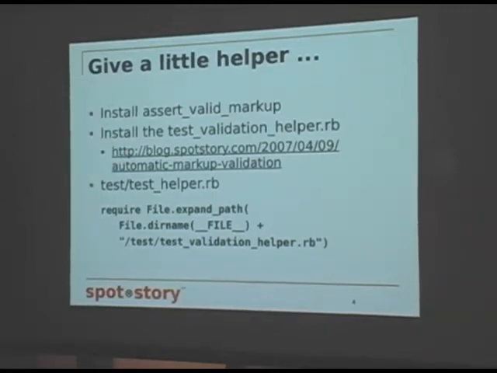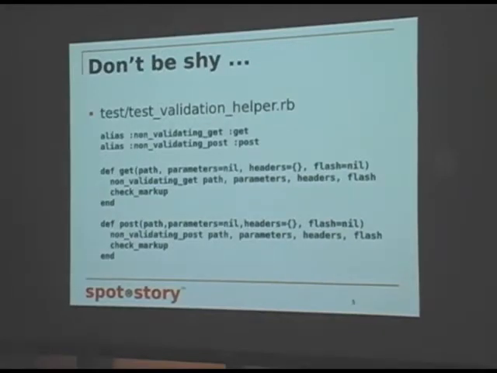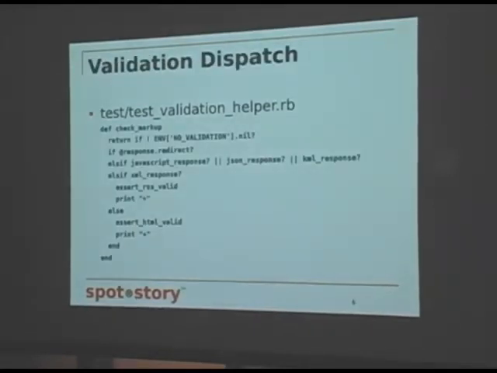I've written a little helper that you can plug in, grab it at our blog, and once you include it in your test helper, you're ready to go. Now, what does it do? It basically aliases away the default get and posts from the test helpers and replaces them with really what you'd expect: the original non-validating get and non-validating post, followed by some function called check markup. And check markup, based on whatever is returned, goes and runs the appropriate assertion on your markup return.